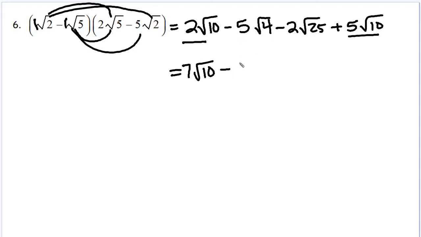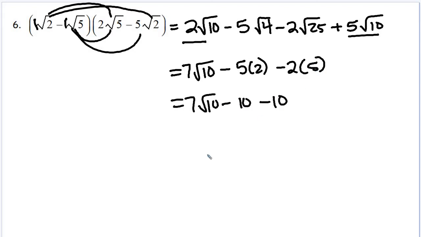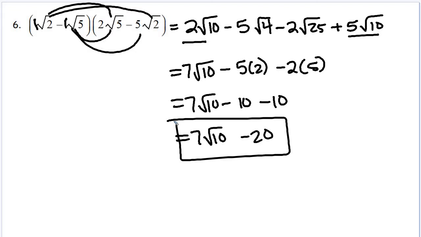Here, these are perfect squares. So I have 5 times 2 minus 2 times 5. So I have 7 square root of 10 minus 10 minus 10, which is 7 square root of 10 minus 20. And that's it.